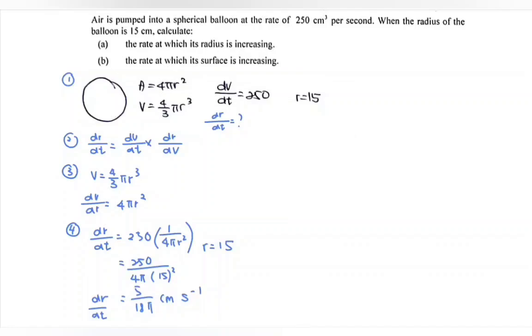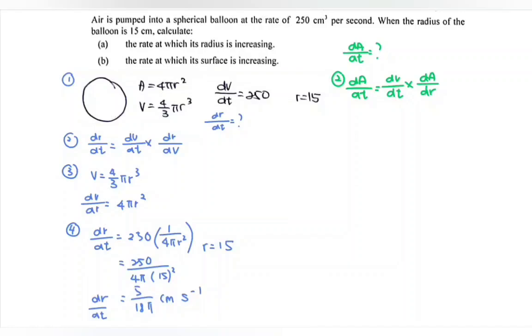Next, kindly refer to question B, the rate at which its surface area is increasing. So the question focuses on dA/dt. Second step, write the chain rule. We have dA/dt equals, referring to the information given, dV/dt, which equals 250, and then multiply with dA/dr, referring to the area formula.